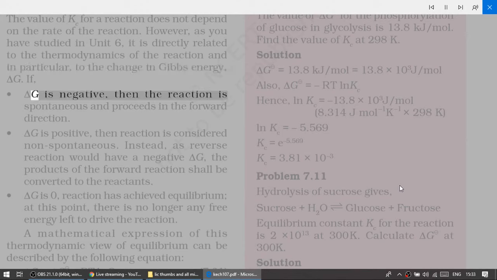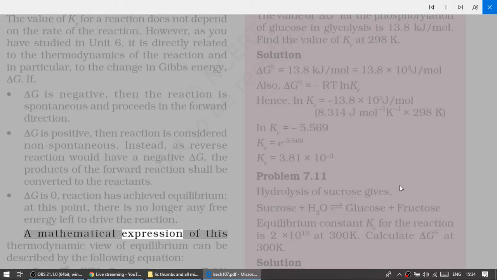If ΔG is negative, then the reaction is spontaneous and proceeds in the forward direction. If ΔG is positive, then the reaction is considered non-spontaneous. Instead, as the reverse reaction would have a negative ΔG, the products of the forward reaction shall be converted to the reactants. If ΔG is 0, the reaction has achieved equilibrium. At this point, there is no longer any free energy left to drive the reaction.